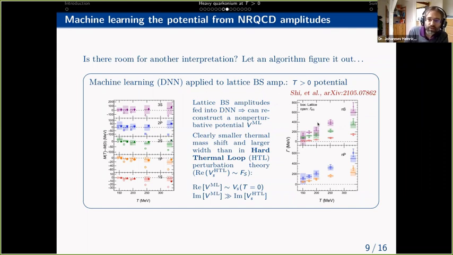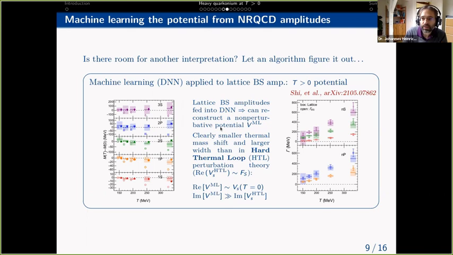And if you look at the widths, you also see here the open symbols are the deep neural network and the boxes are the lattice. You see that it again confirms what the lattice had already told. So the real part of the potential from machine learning is essentially the zero temperature one, and the imaginary part is much, much larger than the hard thermal loop result.